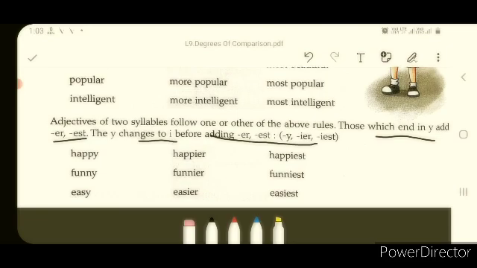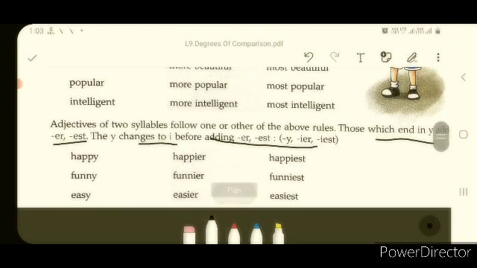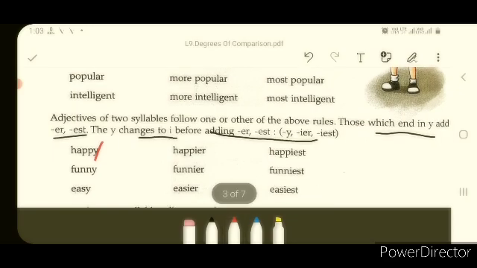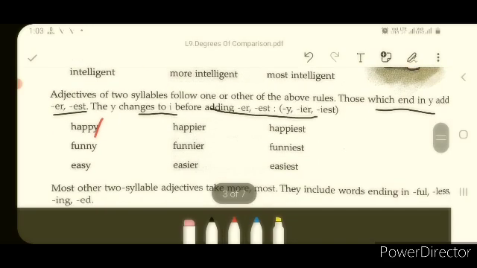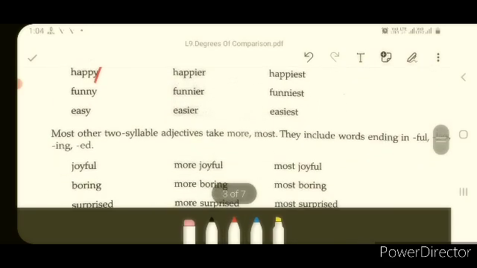Very simple. Happy. See, happy. Y is deleted. Y is dropped, isn't it? I is added, and then er is added as well. Happy, happier, then in the superlative form happiest. Okay, funny, funnier, funniest. Okay, moving on to another rule.